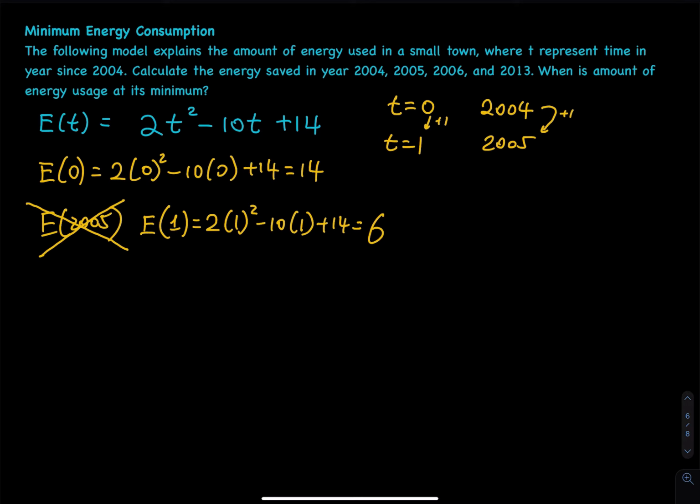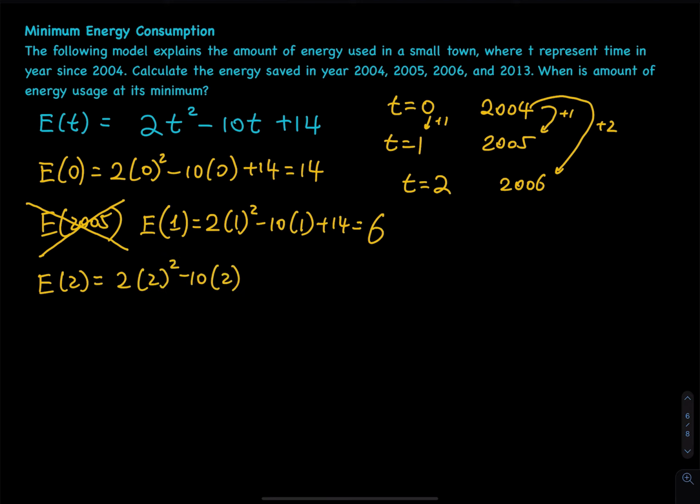How about 2006 and 2013? So t equals, for 2006, from 2004 to 2006, that is 2 years later. So from 0, you add 2 to it, then you get t equals 2. Then E of 2 equals 2 times 2 squared minus 10 times 2 plus 14. That equals 2. Again, don't worry about the unit. So far, initially the energy consumption was 14, then 6, and then 2.